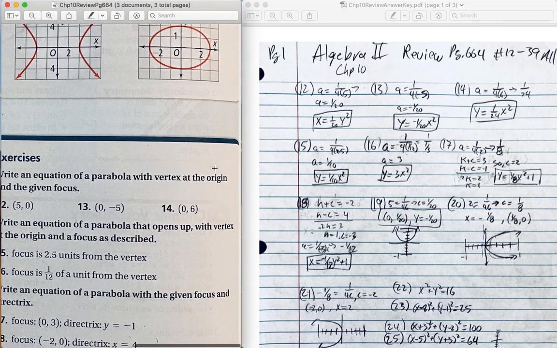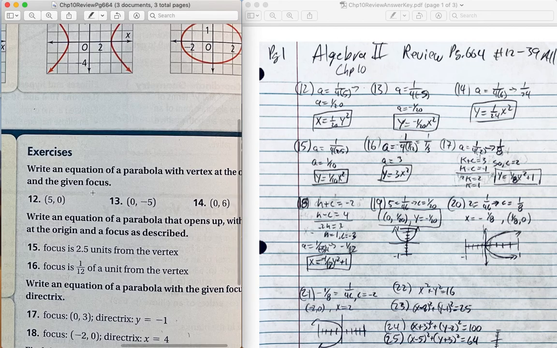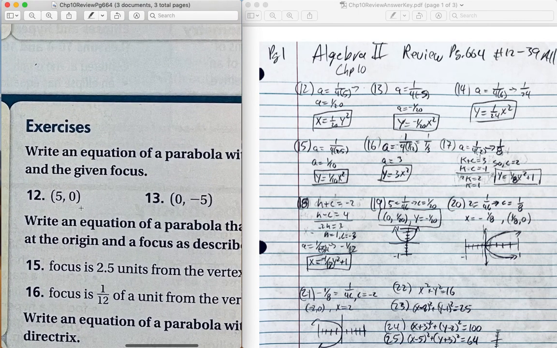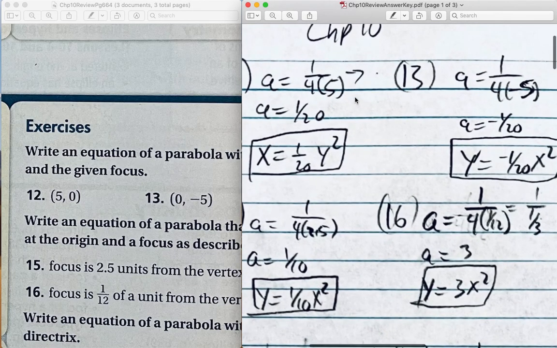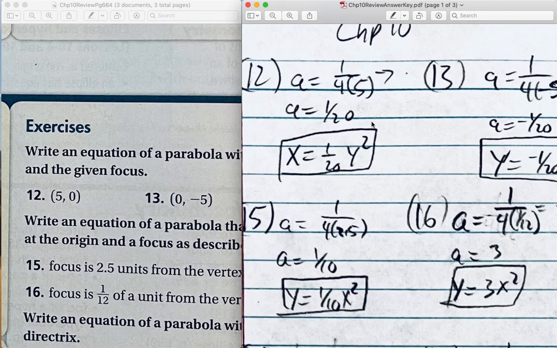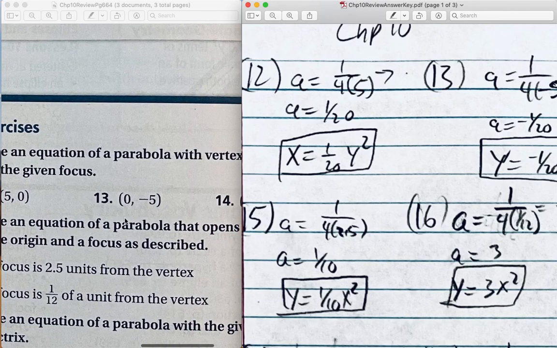All right, so for number 12, we have a question where it asks us to write the equation given the focus. So our c is 5. To answer this problem, we use the equation a equals 1 over 4c, where we replace c with 5, and we get a of 1/20. And since it's (5, 0), this is a rightward facing parabola, so we use x equals 1/20 y squared. Here we have (0, negative 5), so we have a downward facing parabola.